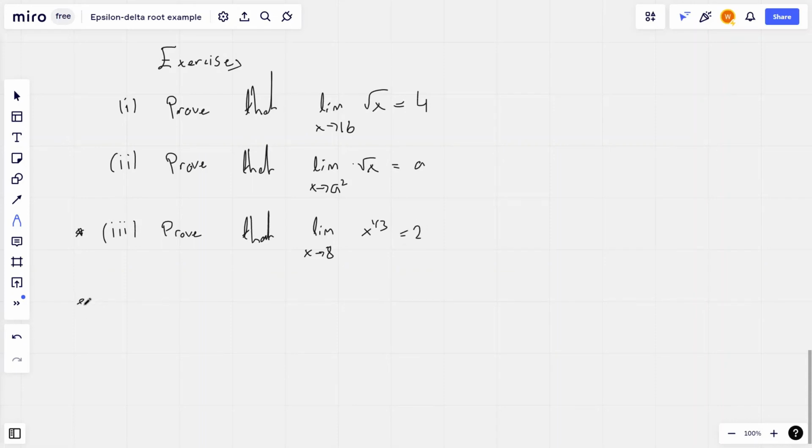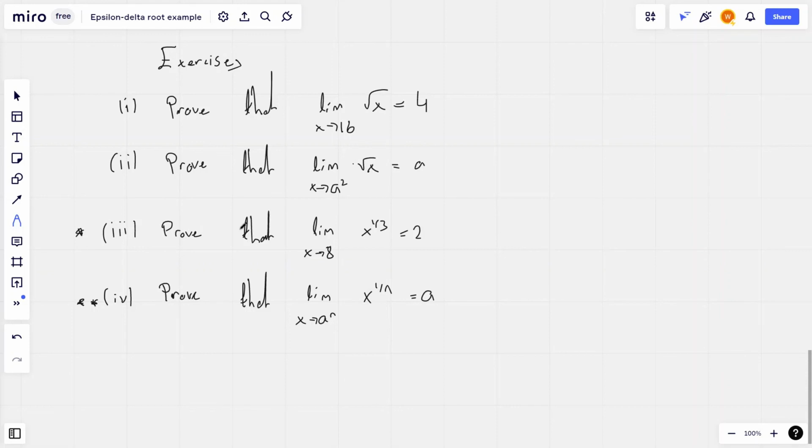This one's also going to be a bit harder. Prove that the limit as x goes to a of x to the 1 over n equals a. I'll add a double star for this one because it's quite a bit harder.